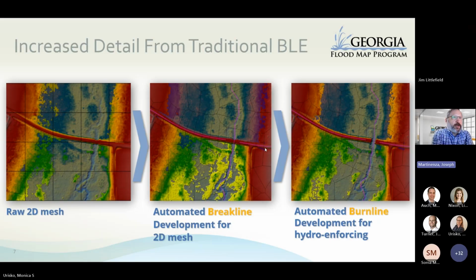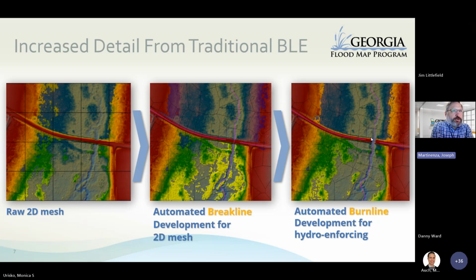Then we know that the model's seeing the road. In the last cell there, we know there's a bridge there. So we're able to modify the model by cutting through that road and showing that there is an opening there, and it allows the water to flow freely through there, as it should, because it's a bridge, and it would actually make a more accurate BFE.